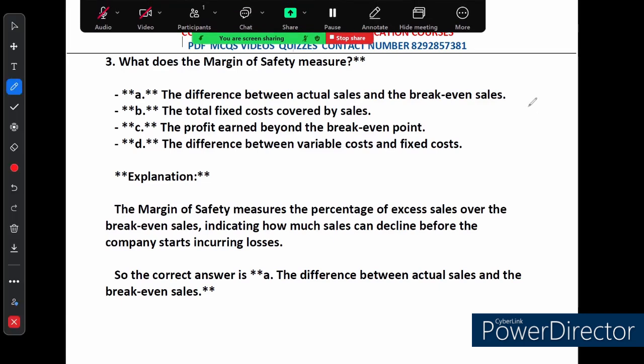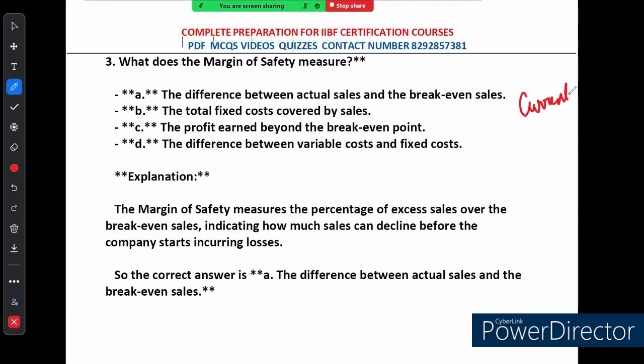Margin of safety tells you how much your current sale exceeds the break even point. Right? Suppose this is your current sale level and this is your break even point level, right? So essentially it measures how much sale can drop before the business starts incurring loss.